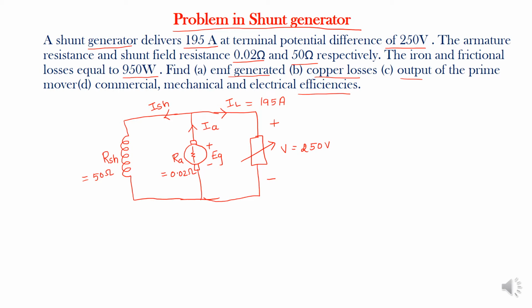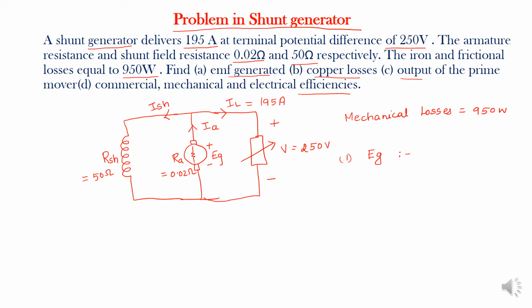And what are the mechanical losses? Iron and frictional losses are otherwise known as mechanical losses. What is the value given? 950 watt. Okay, this is the mechanical loss given. And what is the first question asked? That is the EMF generated, which is the generated EMF in the armature. So EG, that is EMF generated.